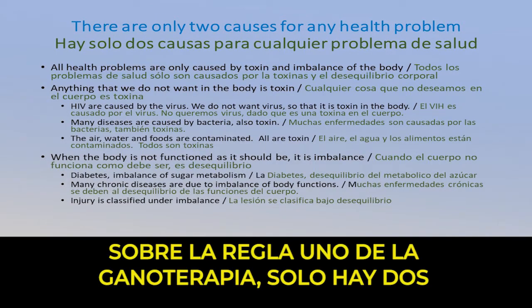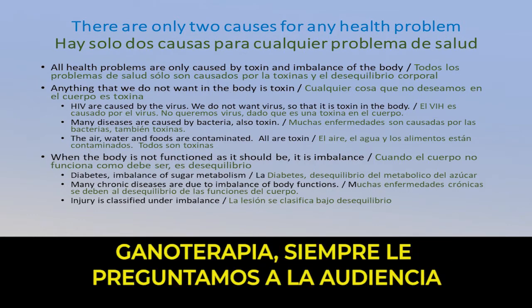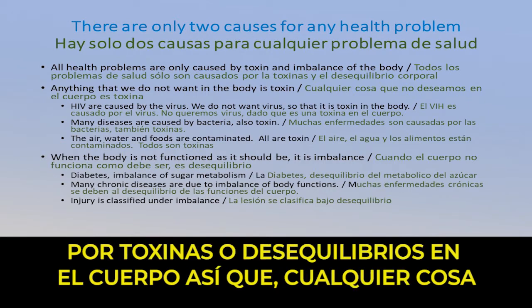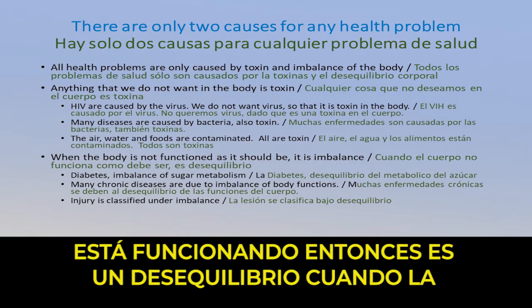Coming to rule 1 of Ganoterapy, there are only 2 causes for any health problem. Before we start this Ganoterapy, we always ask the audience, can you think of any disease that is not caused by toxins or imbalance? Okay, so anything that we do not want in the body is toxin. When the body does not function as it should, it is imbalance.